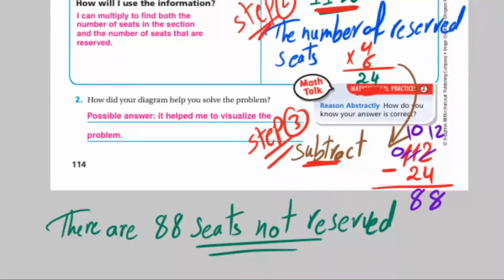So it's very easy, guys. We have 3 steps. The first step, you have to get the total number of seats. The second step, you have to get the number of reserved seats. The third step, you have to subtract the two numbers to get the correct answer, which is the number of seats that are not reserved.